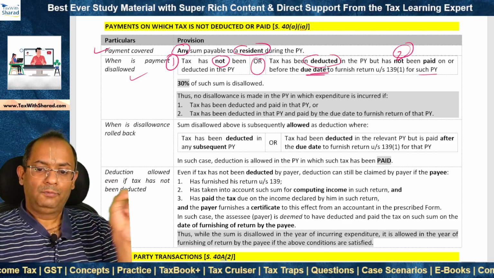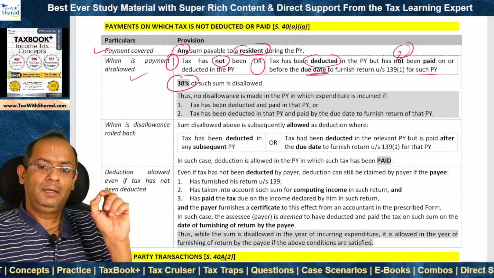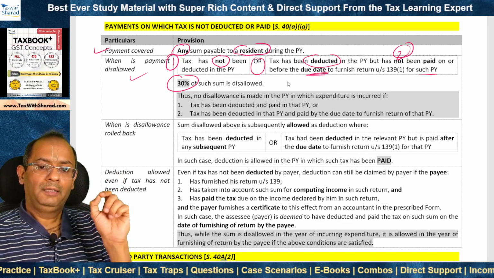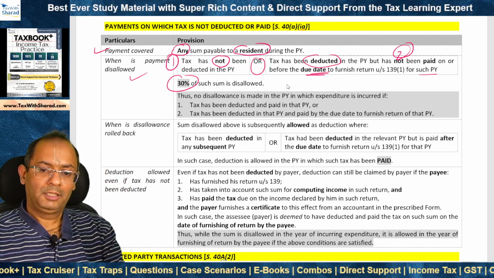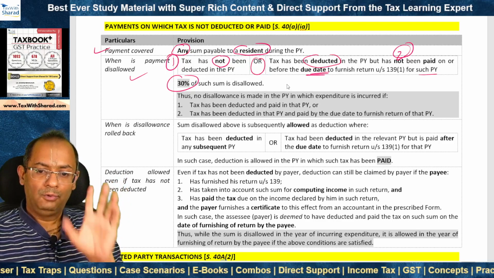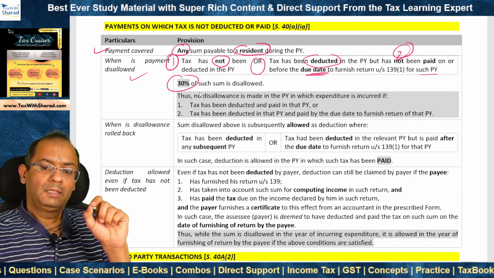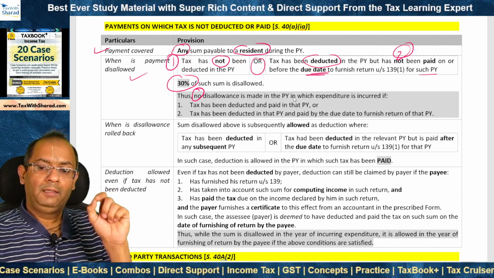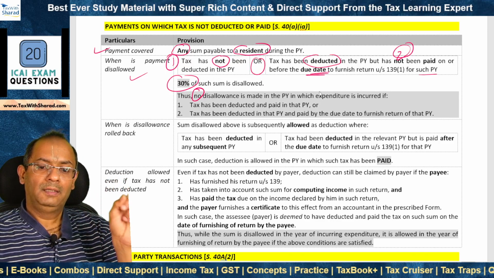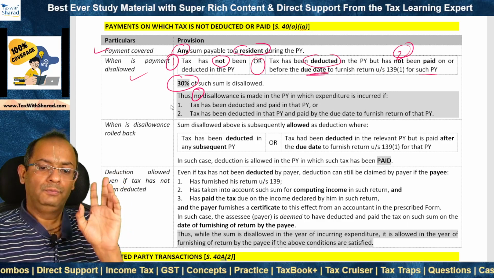In both these cases, what is the quantum of disallowance? 30% of such sum is disallowed. That means 70% is allowed as deduction, 30% is disallowed. What is the effect of this? No disallowance is made in the previous year in which expenditure is incurred, in either of cases 1 or 2.